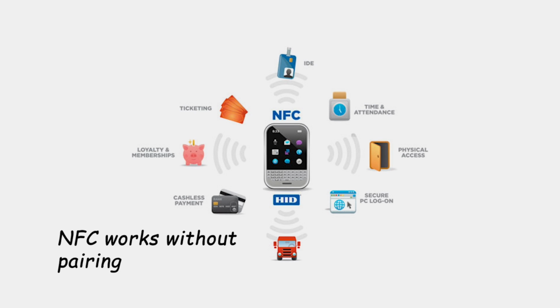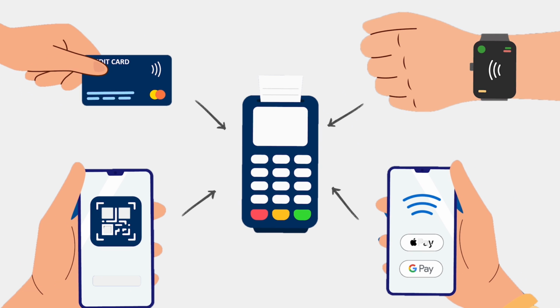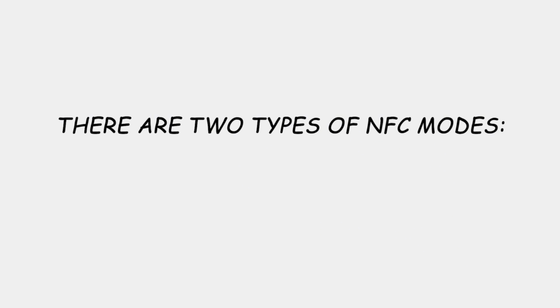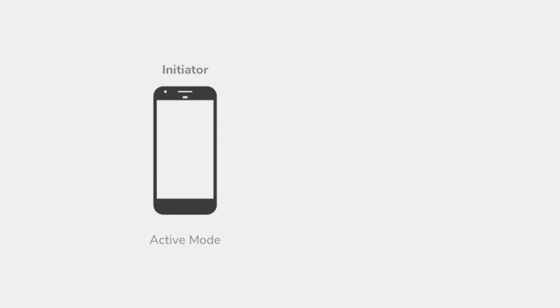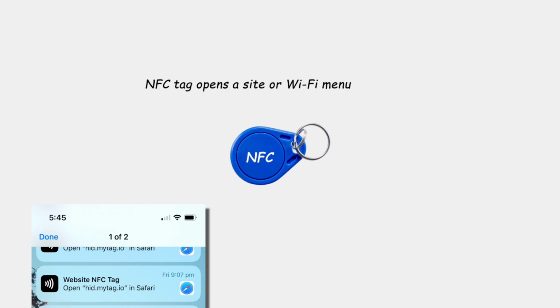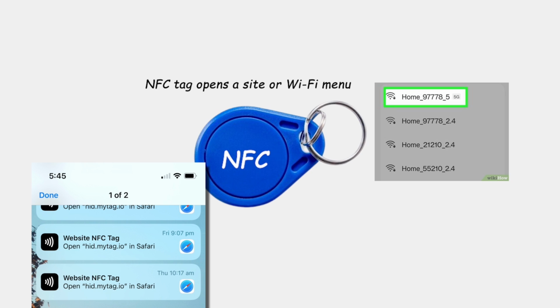NFC doesn't require pairing. One device sends a signal, and the other receives it instantly. It's almost like whispering directly into another device's ear. There are two types of NFC modes: active and passive. In active mode, both devices generate their own radio frequency field. In passive mode, only one device actively transmits, and the other just listens, like an NFC tag that opens a website or Wi-Fi menu when tapped.